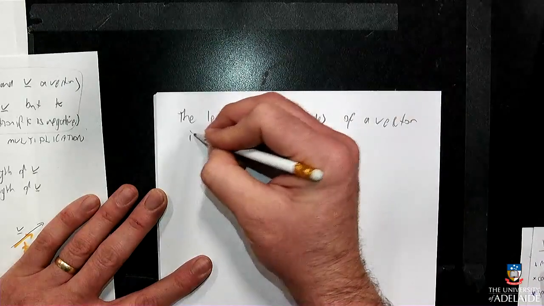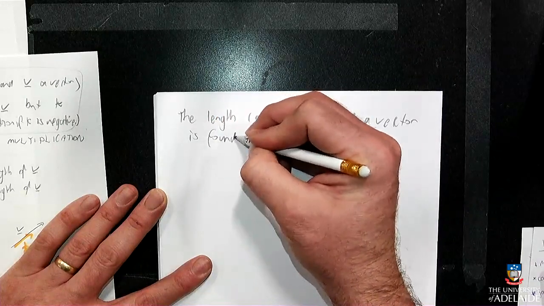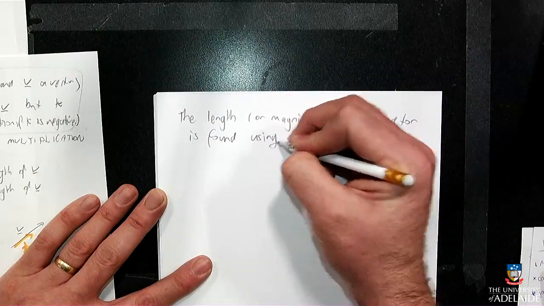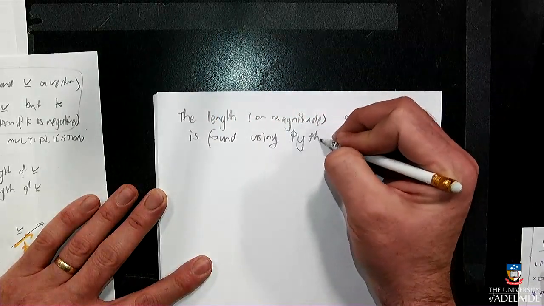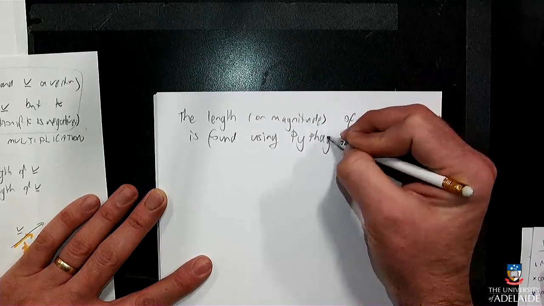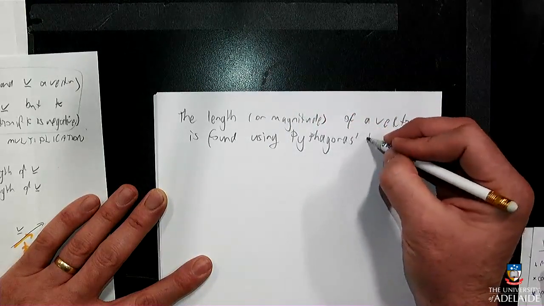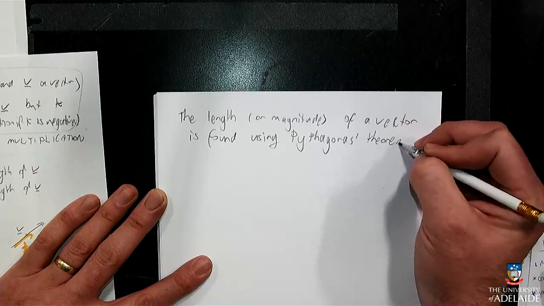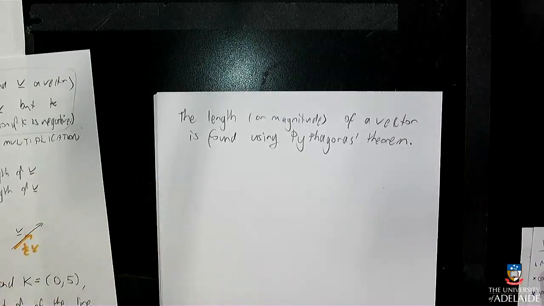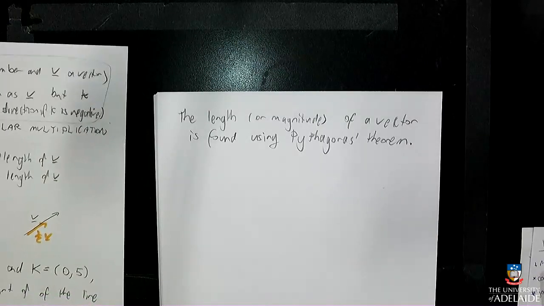The length of a vector is found using Pythagoras' theorem. If you're in the USA, you probably call it the Pythagorean theorem, because, you know, technically we don't actually know if it was proved by Pythagoras at all. It might have just been one of his students or his devout religious followers.